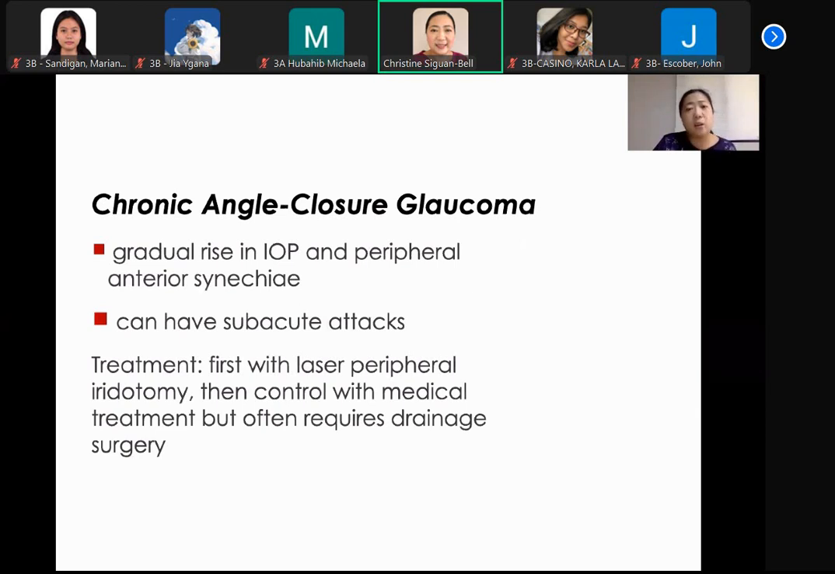There's also chronic angle closure glaucoma. There's a gradual rise in the intraocular pressure, so the patients may not complain of the severe headache and eye pain compared to acute primary angle closure glaucoma, but they may have occasional headaches and subacute attacks. The treatment is first with laser peripheral iridotomy and then controlled with medical treatment. But sometimes, if it doesn't improve with medicines and lasers, the patient may need surgery. Again, this should be referred right away to an ophthalmologist.